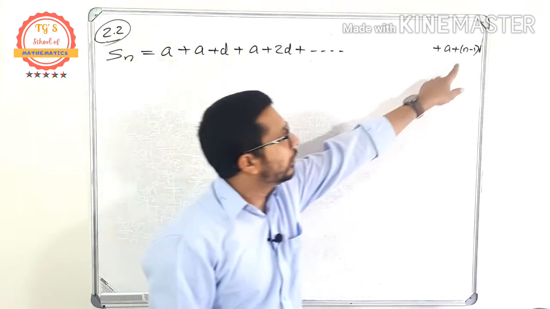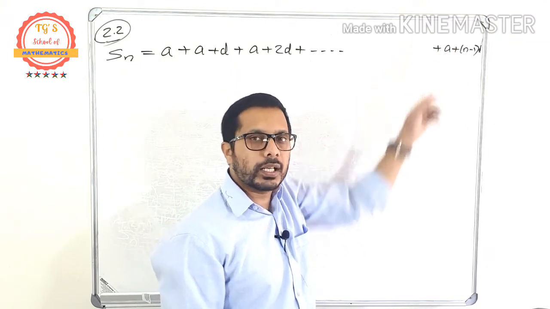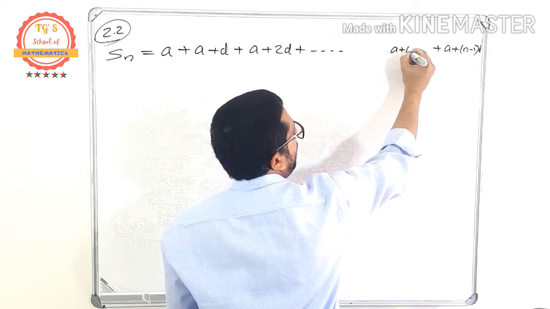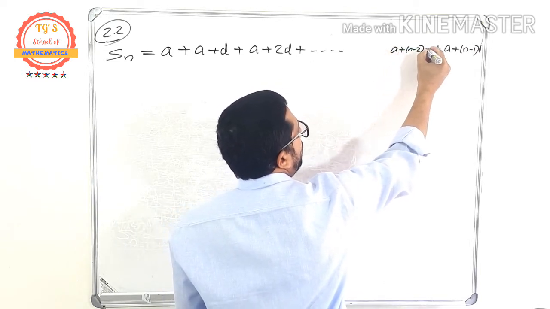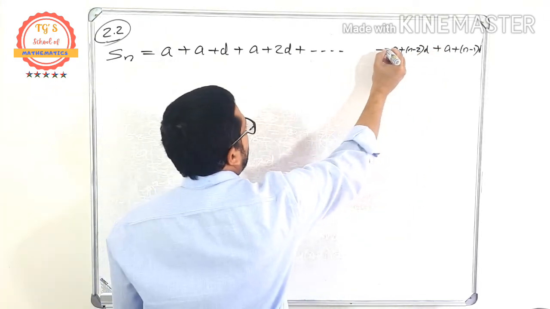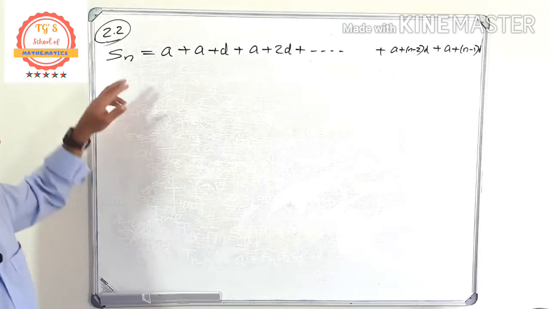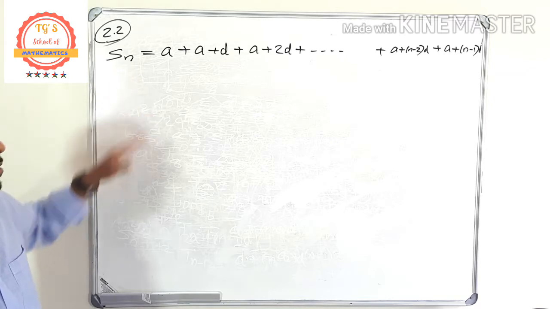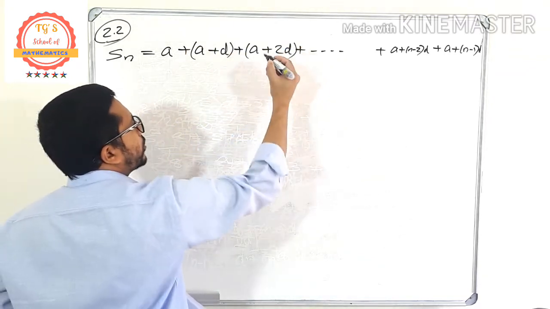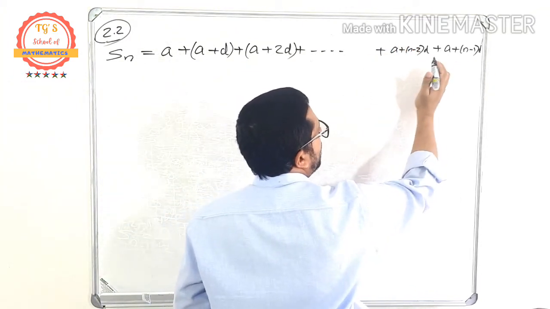So what is the second last term? This is the last term, so what is the second last term? 1 less than this one. That means a plus n minus 2 into d. Okay, so it's going like that. Now what I'm going to do is this: Sn is equal to a, a plus d the second term, a plus 2d the third term. This is the second last term and this one is the last term.